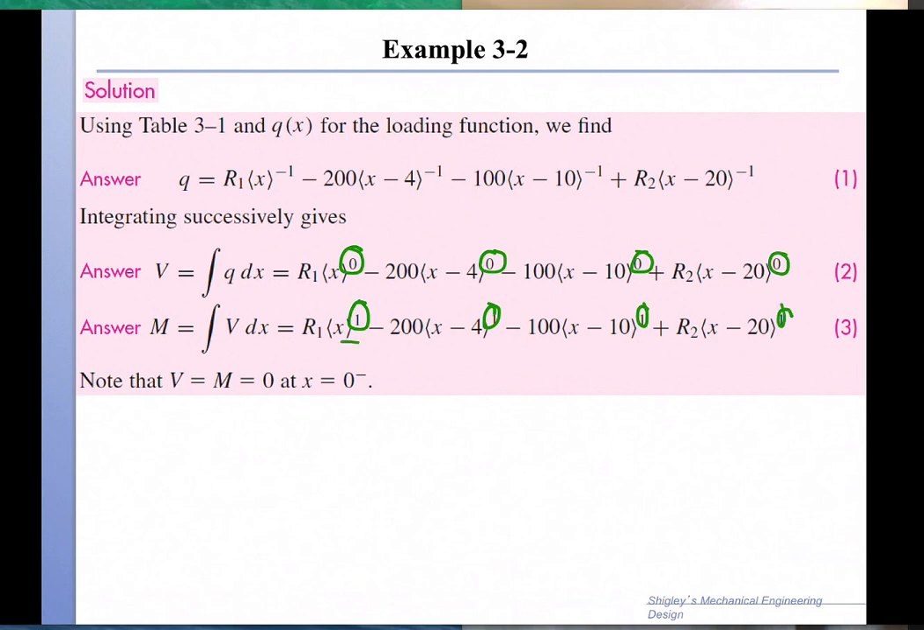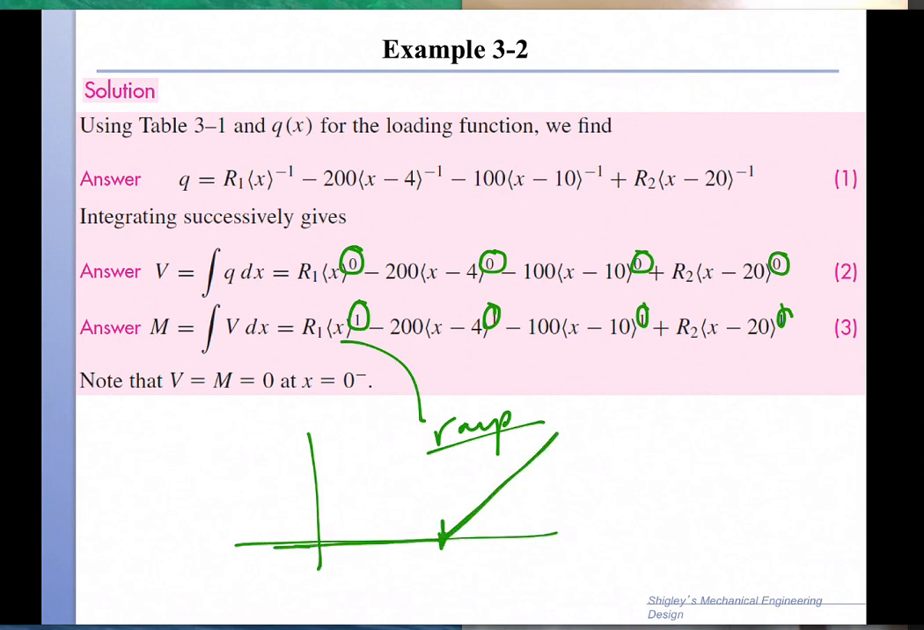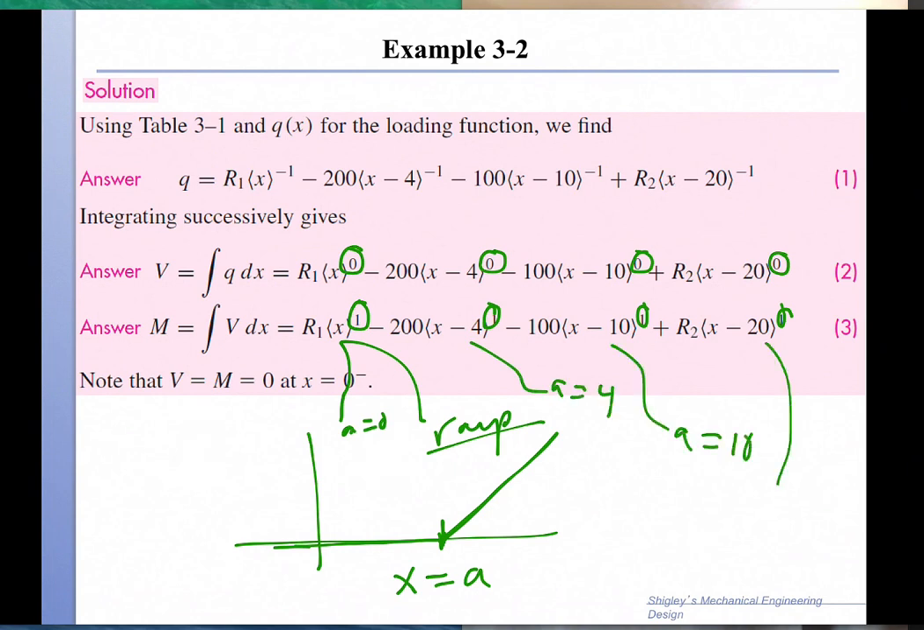It becomes a ramp. And the interpretation of the ramp is that it is turned on at a point, and this point is x equals a. So here a is equal to 0, here a is equal to 4, here a is equal to 10, and here a is equal to 20. And therefore we have a bunch of ramps, like 4 ramps, that come from the integration that we did.